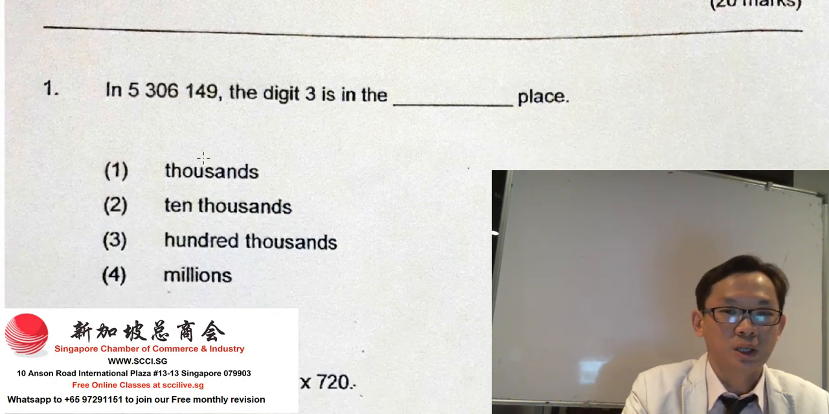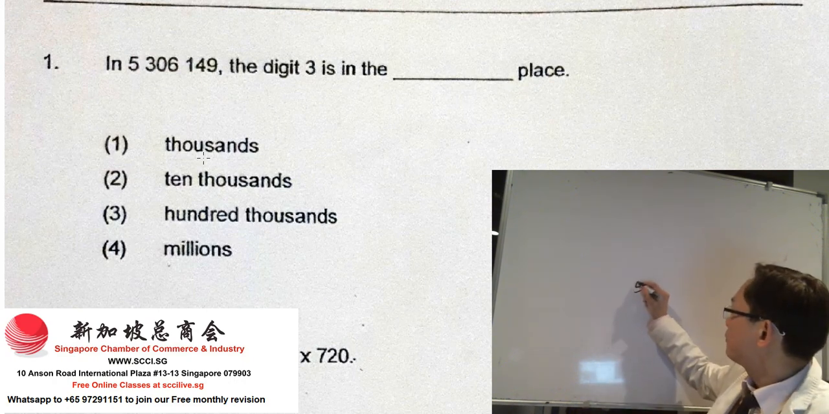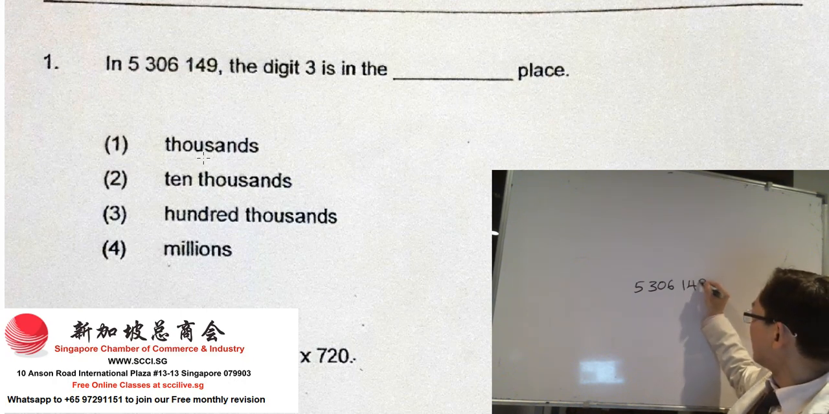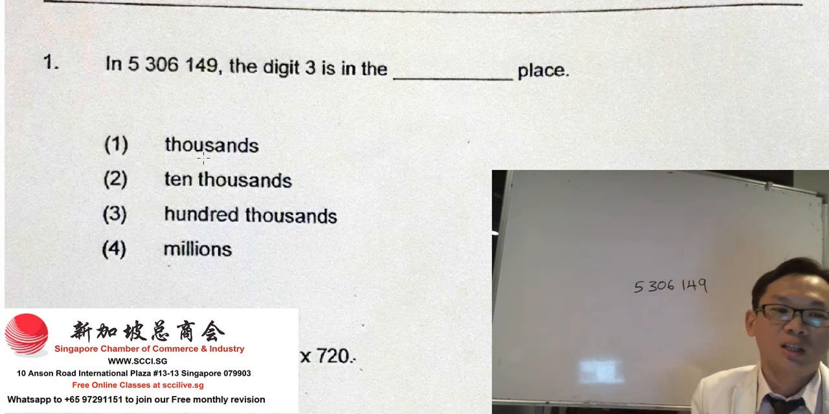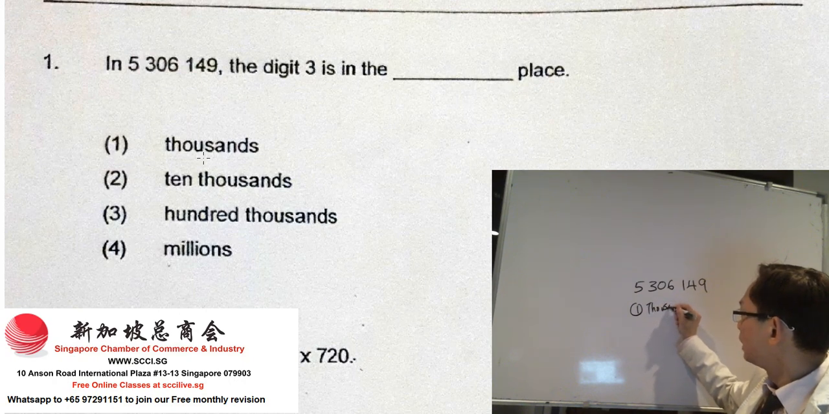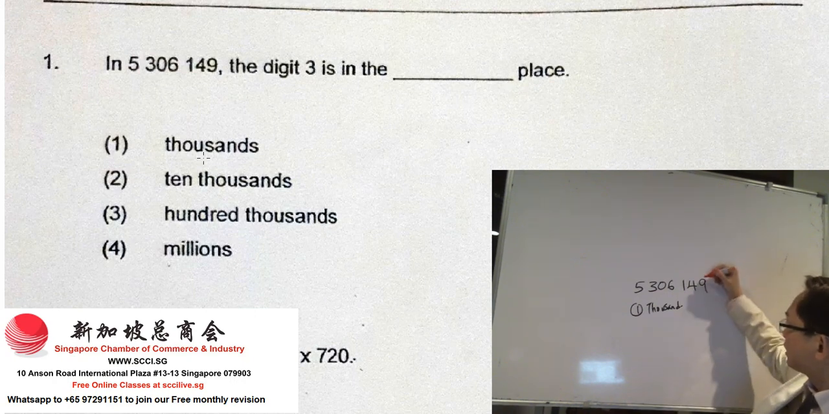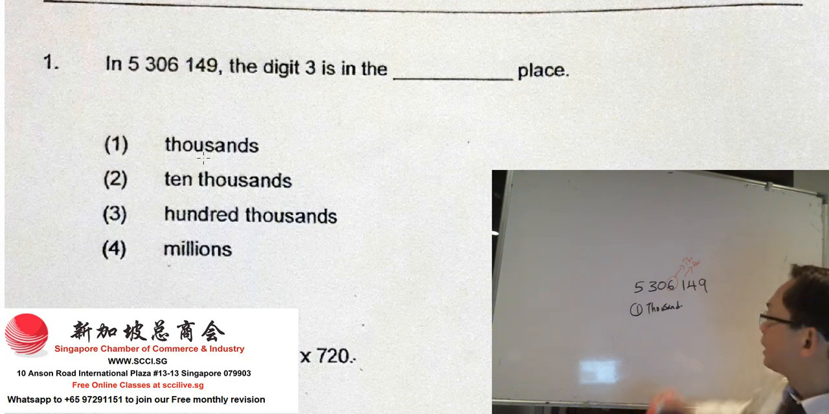Let's look at the first question. As you can see, the number is 5306149. The question is, the digit 3 is in which place? Is it in the 1000 place? If you look at it, this is 1, this is the 100 place, and this is the 1000 place. So definitely it's not in the 1000 place. How about the 10,000 place?